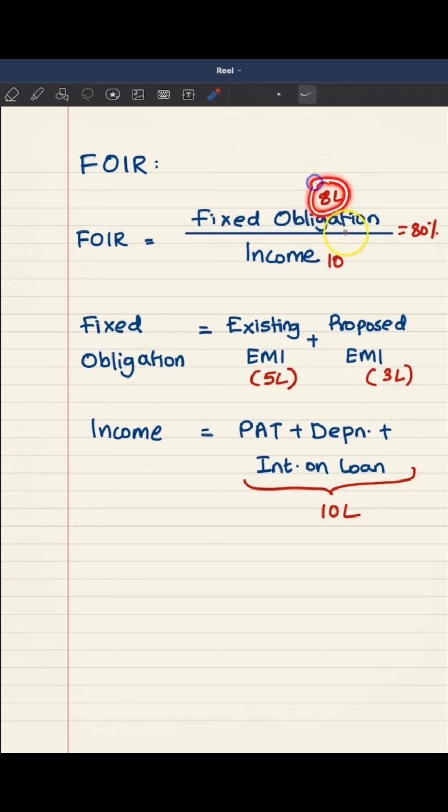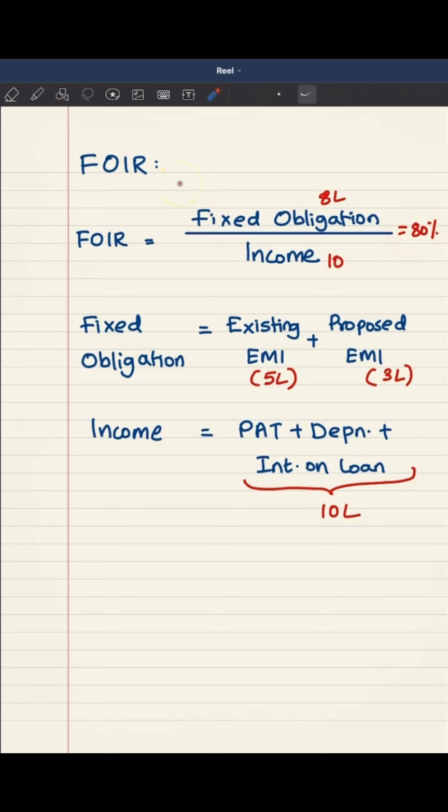So 8 lakh divided by 10 lakh gives you 0.8, and when you express that in percentage, it is going to be 80%. It means 80% of the income is going towards fixed obligation, which is very high, because after 80%, this borrower is only left with 20% of income for other purposes, and that will put a lot of strain on this borrower. Banks will prefer borrowers with a lower FOIR ratio.